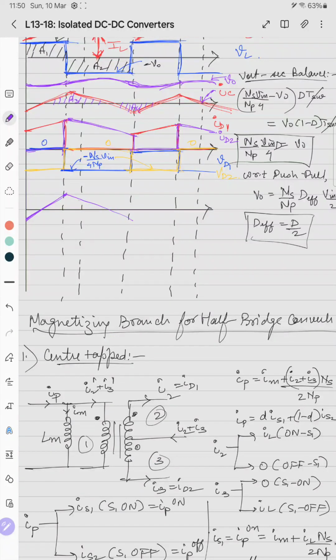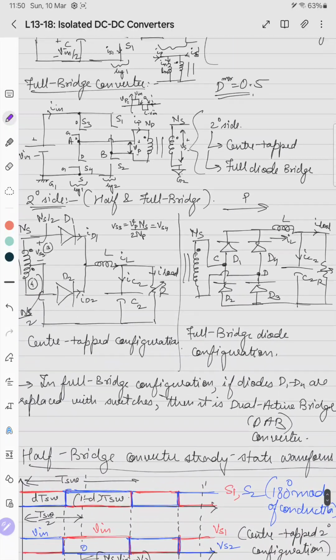Then it will fall, and we are getting all the benefits of a push-pull converter. This is Im. We are getting the benefits of a push-pull converter, that is, it operates in the two quadrants of operation.